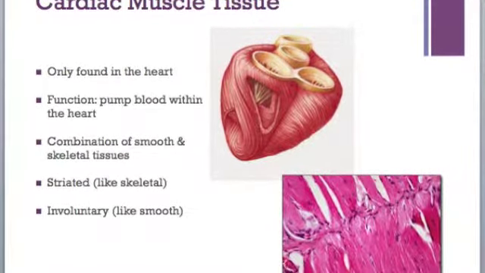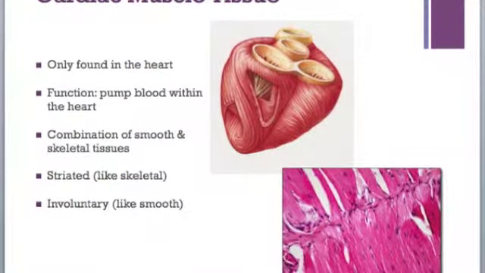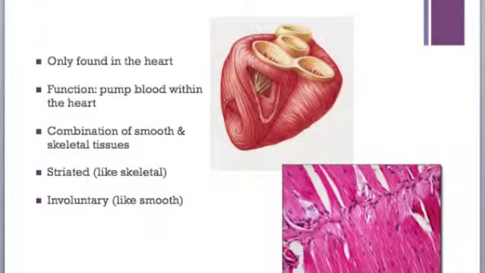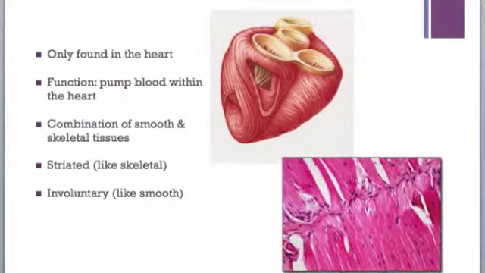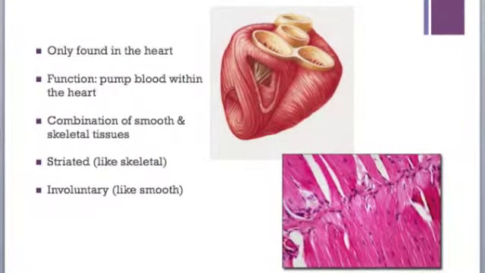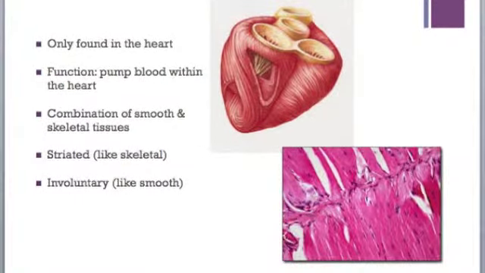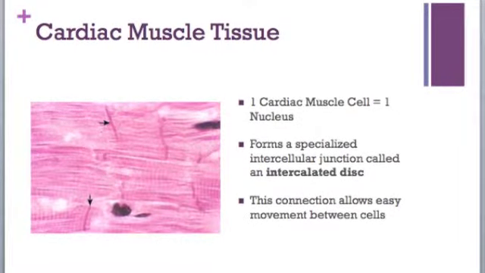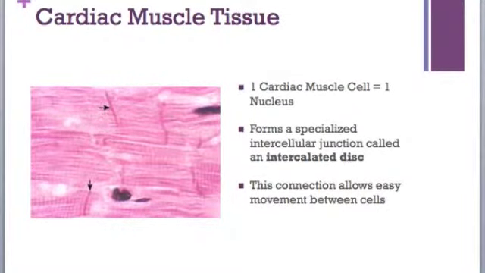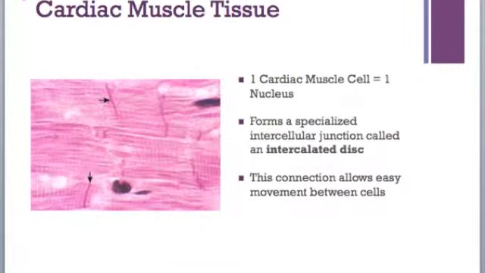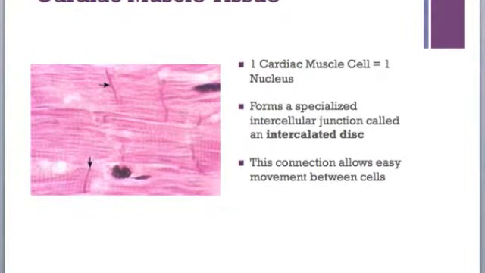This specialized type of tissue shares similarities with both skeletal and smooth muscle tissue. Like skeletal, cardiac muscle tissues are striated. As a result, this type of muscle tissue is branched and interconnected in complex networks. Like smooth, cardiac muscle tissues work involuntarily, meaning that the muscles can function without being stimulated by nerve impulses from the brain. Each cardiac muscle cell contains a single nucleus, and when these cells touch each other, they form a specialized intercellular junction called an intercalated disc. This connection allows easy movement for ions and small molecules to move from one cell to another.